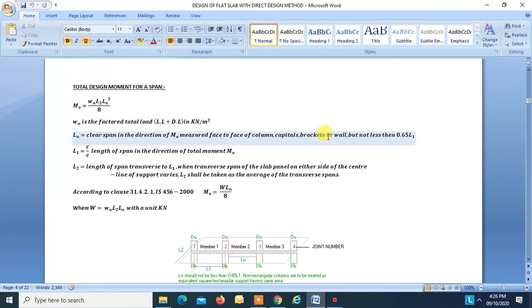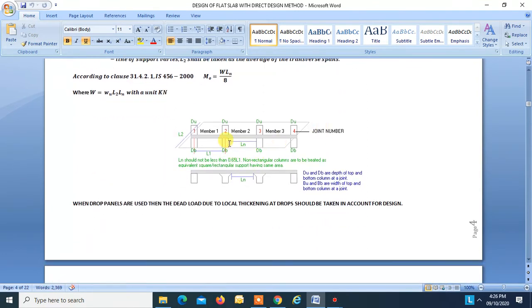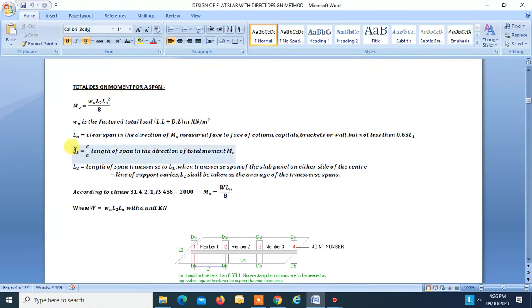So Ln is the clear distance. Clear span, right? If there are no capitals, then this. If there are capitals or brackets, then Ln will be the clear span between the capitals or brackets like this. Now L1 is the center to center length of span in the direction of the total moment M0. So this is the direction in which we are finding the total moment M0. So L1 is center to center between the columns.